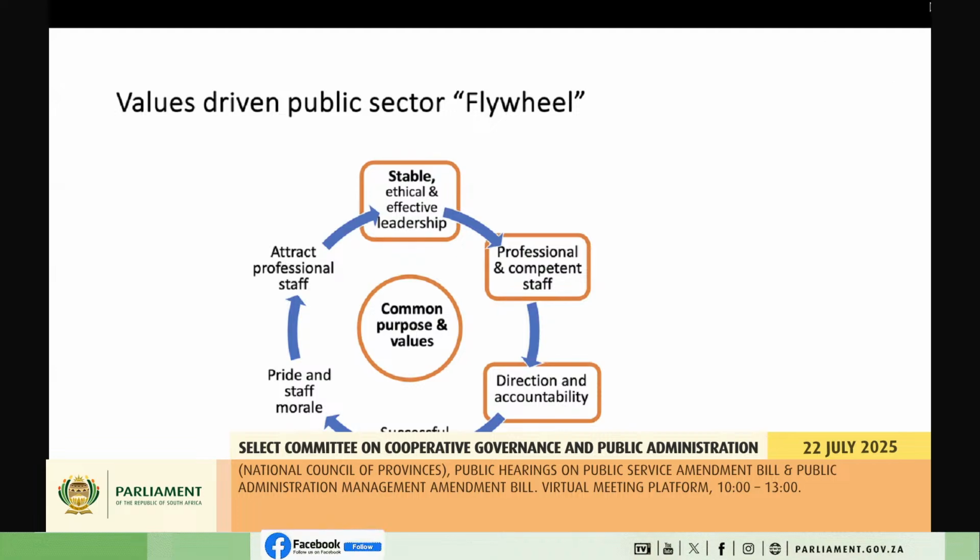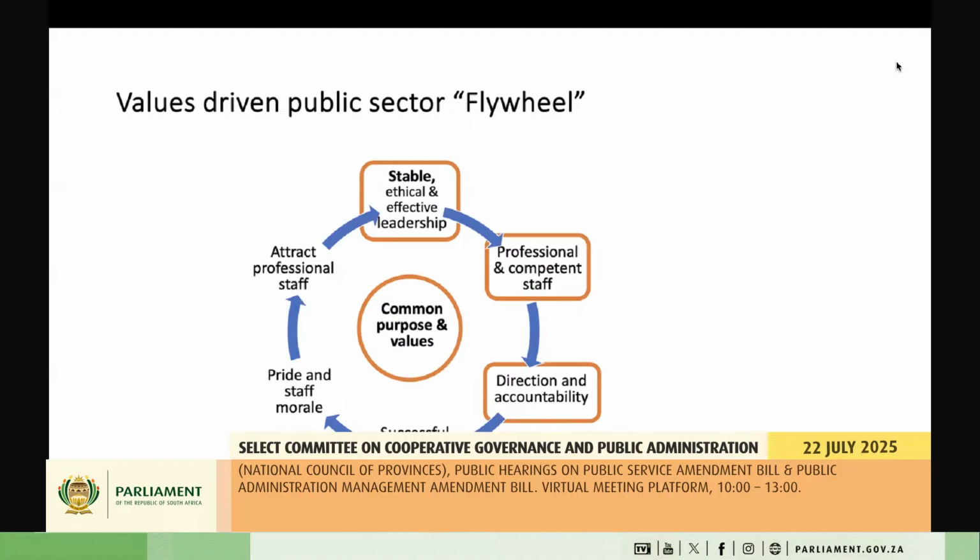So we, together with the Public Service Commission, developed this values-driven public sector flywheel, where we said, okay, what is it that we need to make sure that we have a values-driven public sector? The first thing that you can see at the center there is a common purpose and values. We need to be all pulling in the same direction. Then we need to be sure that we have stable, ethical, and effective leadership. The stability is really, really important, and I'll get to that now. Then those leaders need to appoint competent and professional staff.